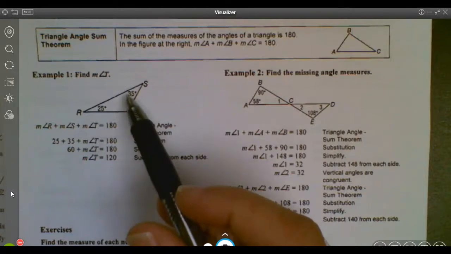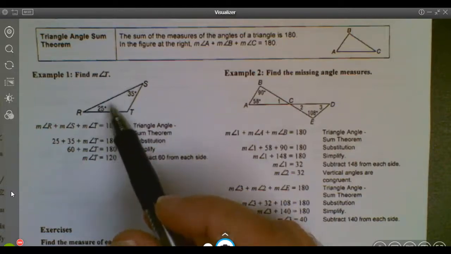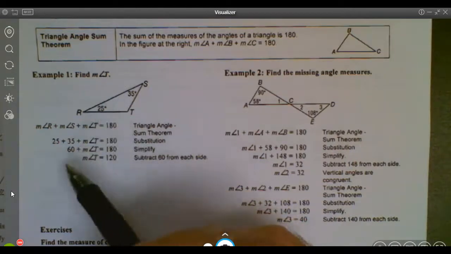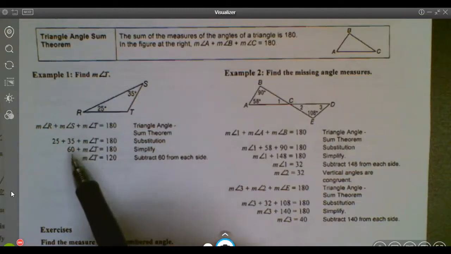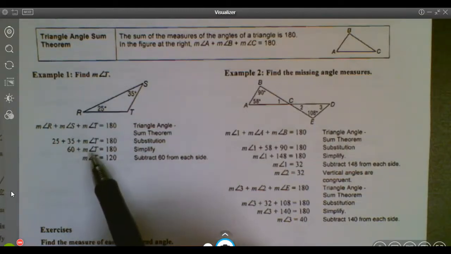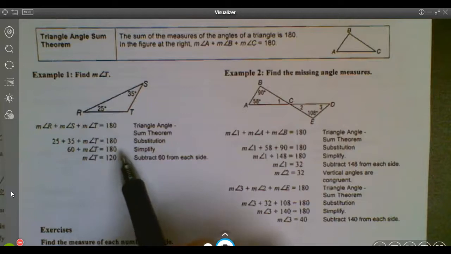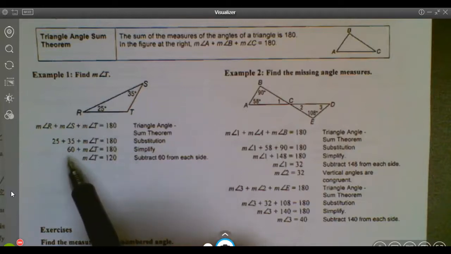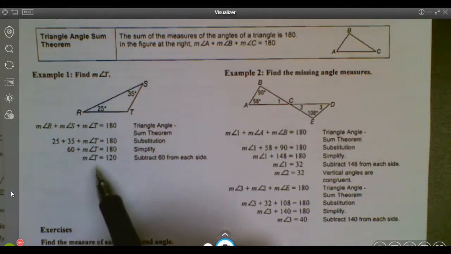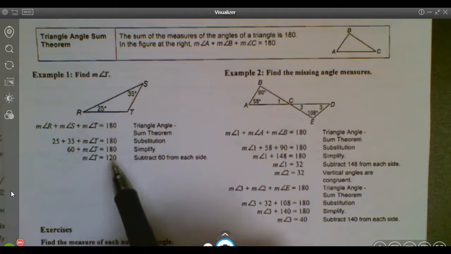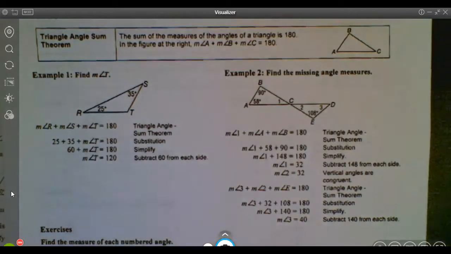So if I know two of the angles, right, so together those add up to 60. So I know that my two that I already have plus whatever angle t is must add to 180. So all I have to do is subtract the two angles that I know from 180 to see what's left, right? And so now I can see that angle t is 120 degrees, and we have our missing angle.